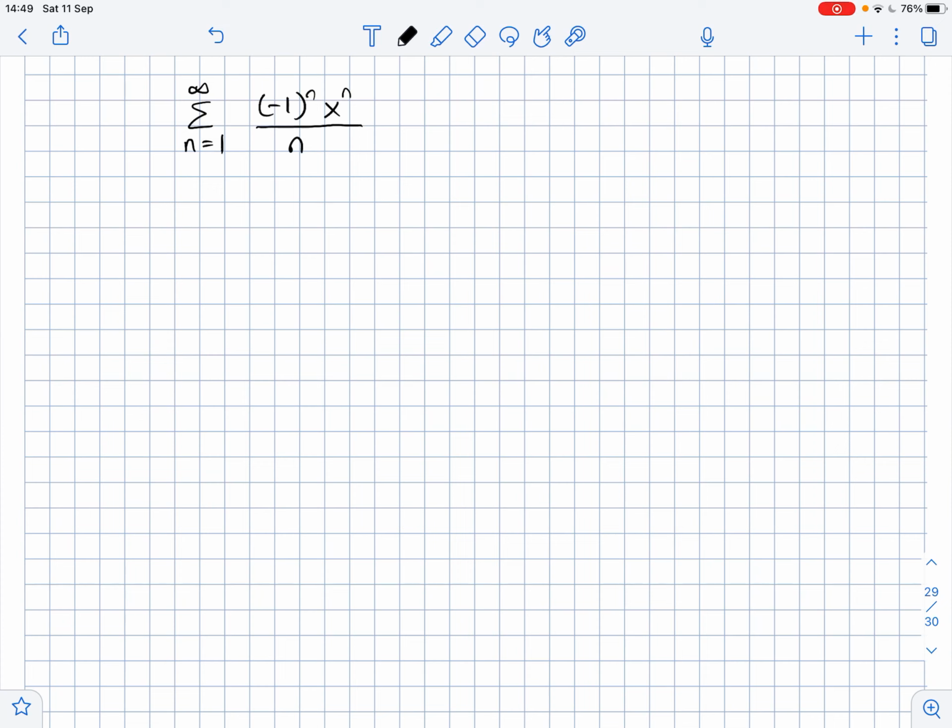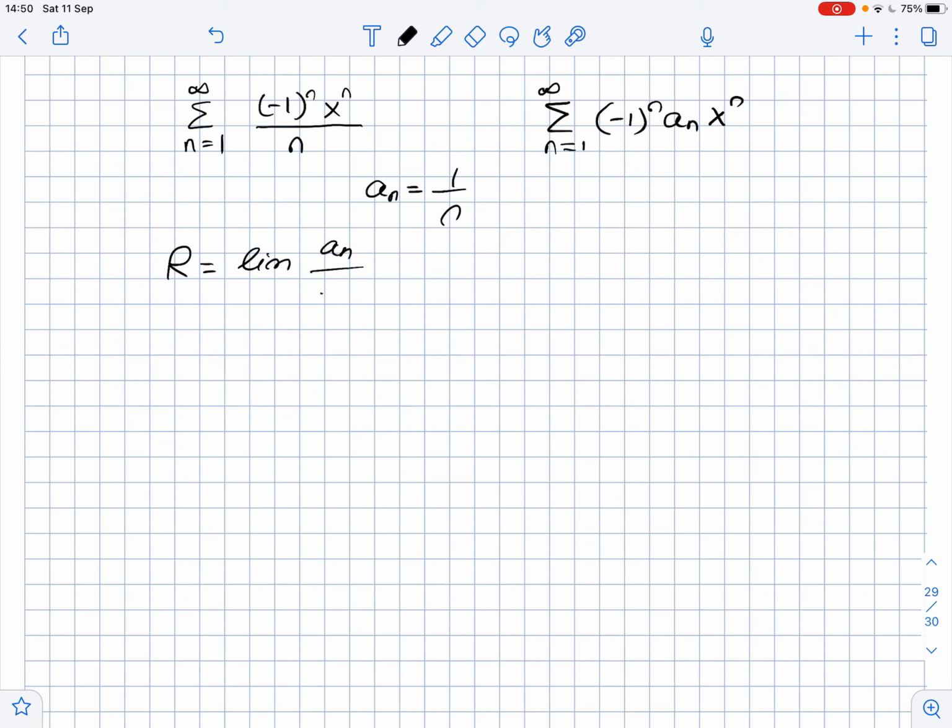So we need to find the interval of convergence. Let's compare this series with its standard form, which is the sum of (-1)^n times a_n times x^n, where n goes from 1 to infinity, and we get that in our case a_n equals 1 over n.